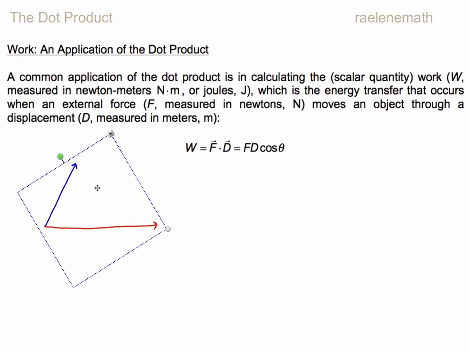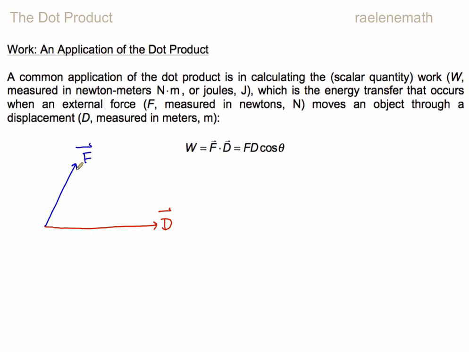So here we have some force being applied to an object. Maybe the object is here at the source. And as a result of applying that force vector, there's a displacement in the object. Only part of the force vector contributes to the work done on the object in displacing it by magnitude d.